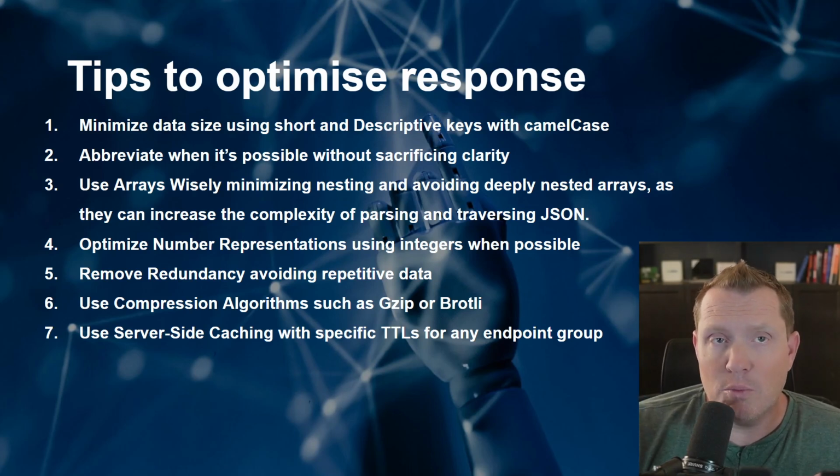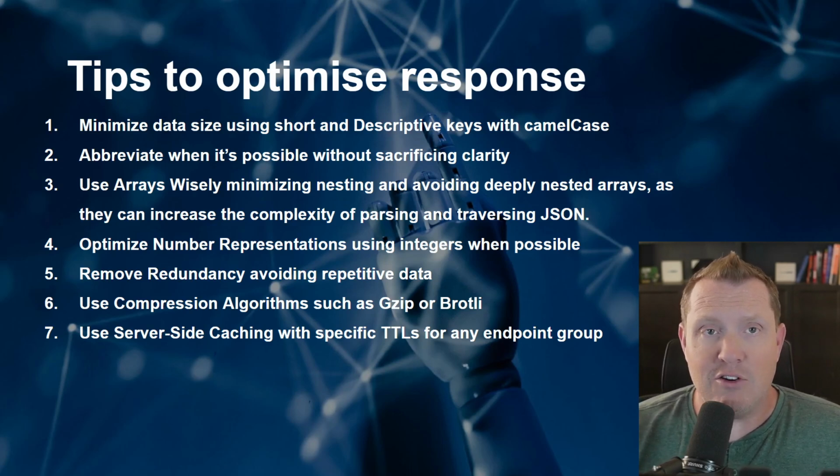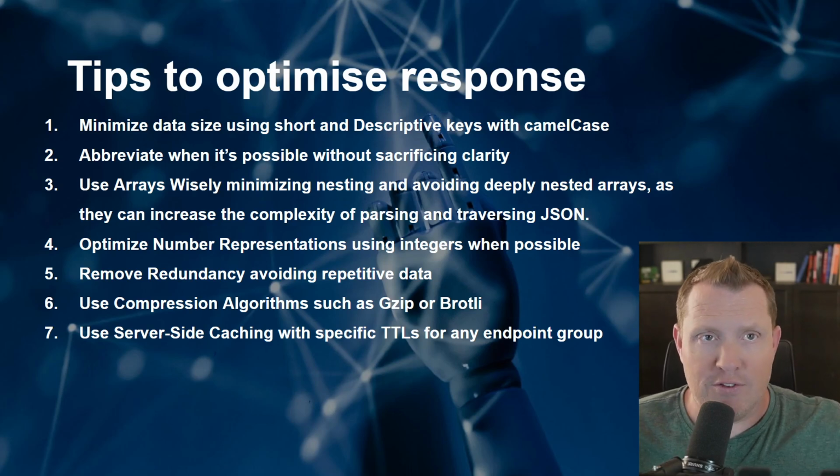Now, also, you want to abbreviate when possible without sacrificing clarity. This helps to just simply send fewer characters across the wire. Also, you want to use arrays wisely, minimizing nesting and avoiding deeply nested arrays as they can increase the complexity of parsing and traversing JSON. So these are all ways to optimize the response. And we're going to, again, show all this in code here in just 1 second.